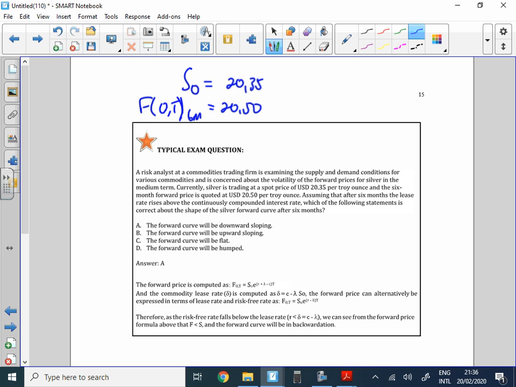Assuming that after 6 months, and this is vital, obviously, guys, the lease rate rises above the continuously compounded interest rate. What's happening now? My lease rate, which is like an income type of a return, is now higher than my interest rate. What would you tell me that's called? That's called backwardation. Am I right? And what's backwardation? Explain backwardation to me.